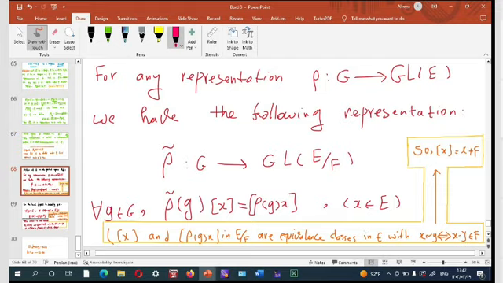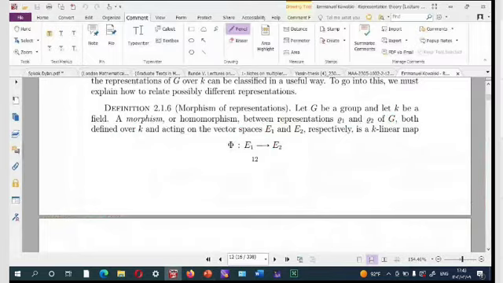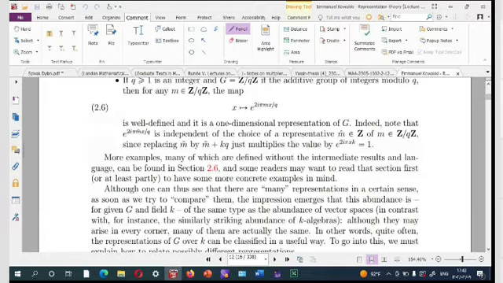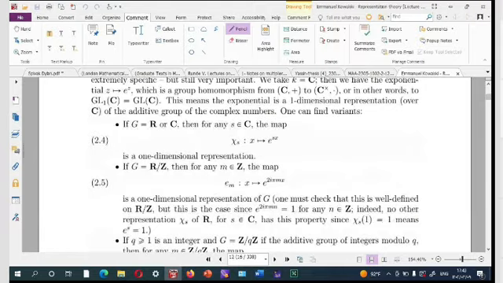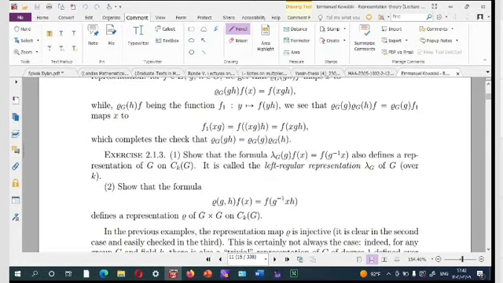And we have this representation rho tilde from G to GL of this quotient space. In our book, rho tilde of g of v is denoted by g dot v. Please note that we have this definition in the previous page.